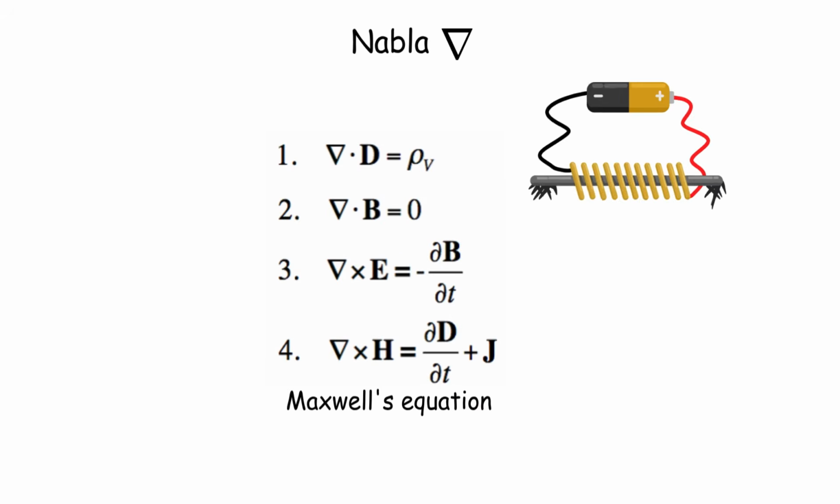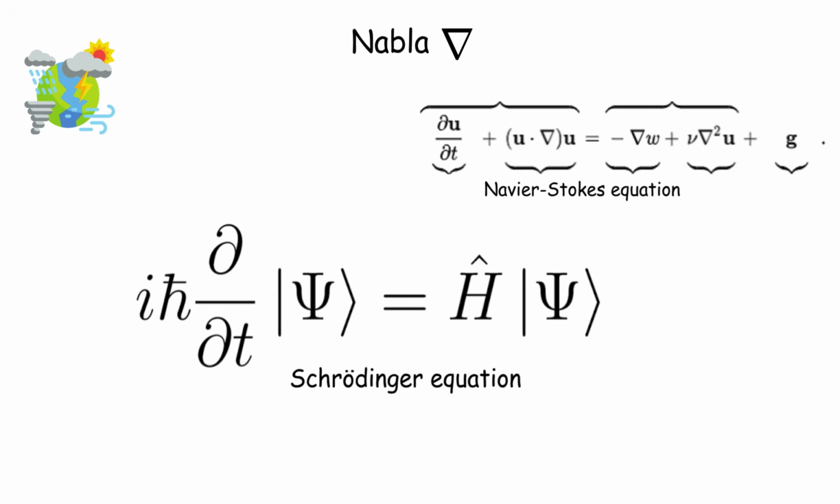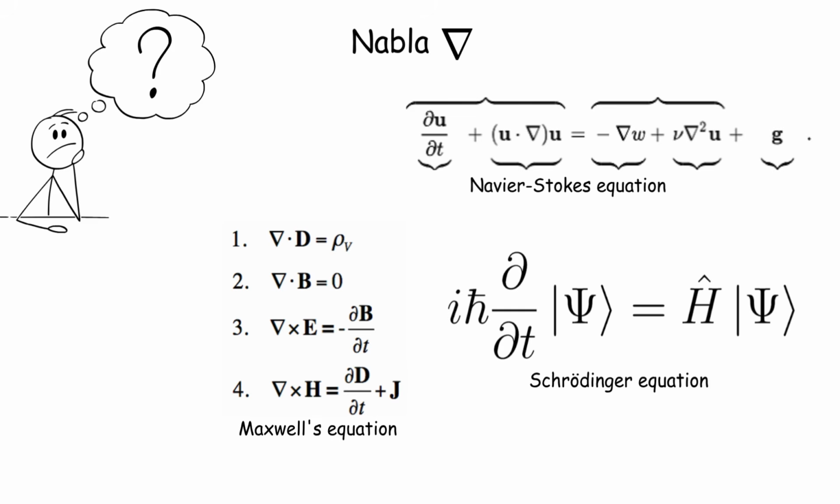Maxwell's equations for electricity and magnetism, the Navier-Stokes equations for fluid flow and weather, and the Schrödinger equation in quantum mechanics all lean on this one symbol. What makes it confusing is that the exact same triangle performs three completely different operations depending on what follows it.